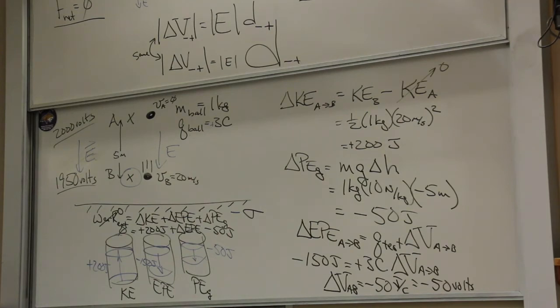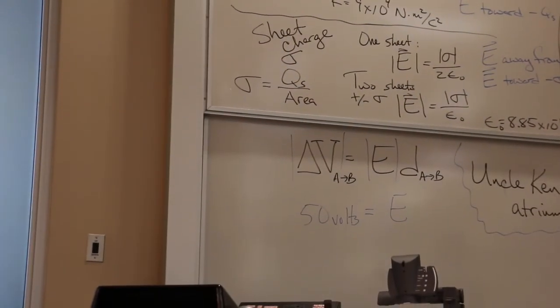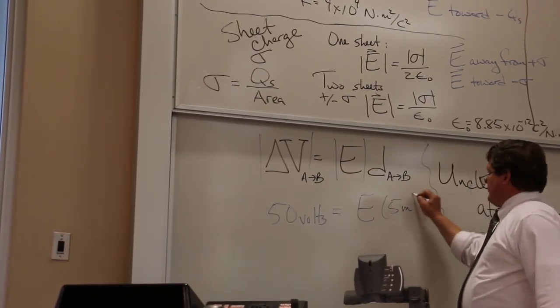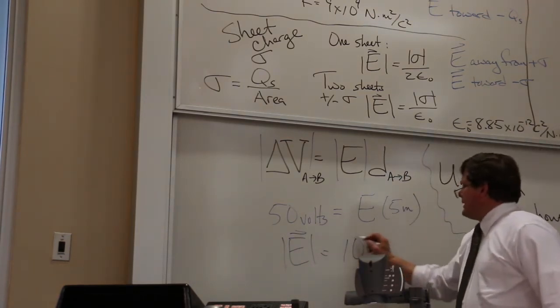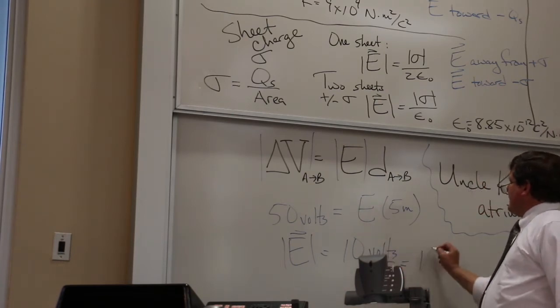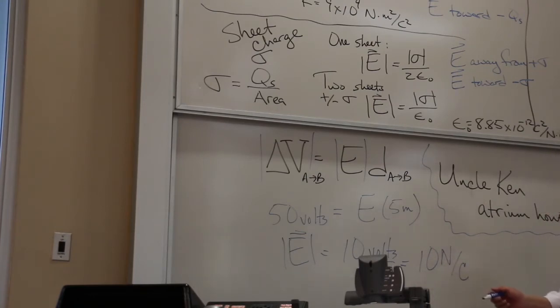If I know that this voltage from A to B, the magnitude is 50 volts, and I want the magnitude of the E field, which distance do I want to use? The distance from A to B, which is 5 meters. And that's going to give me an E field magnitude of 50 over 5, or 10 volts per meter, or I could write that as 10 newtons for each coulomb. And if I wanted the electric field without the magnitude sign, it would be 10 newtons for each coulomb down. Okay, that's the vector. It has magnitude, that's what this is, and direction down.